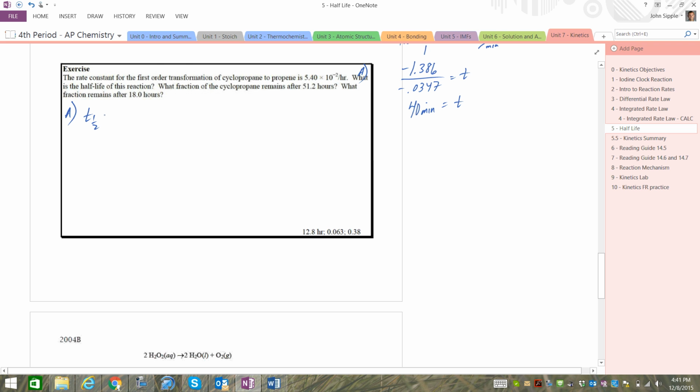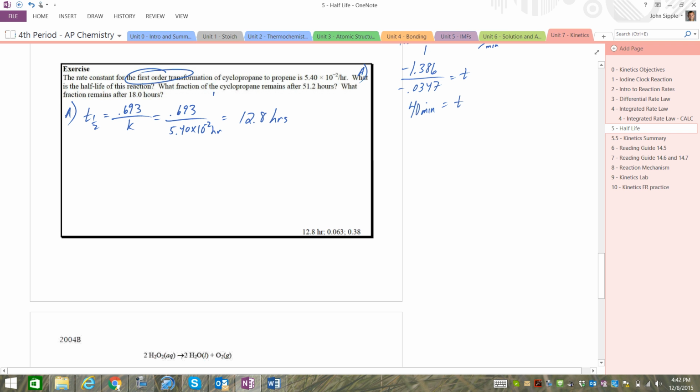So T1/2 equals, because they're telling us it's first order, 0.693. It's the most common half-life problem. 0.693 divided by 5.40 times 10 to the minus 2 per hour. So that's equal to 12.8 hours. Or half-life is 12.8 hours.